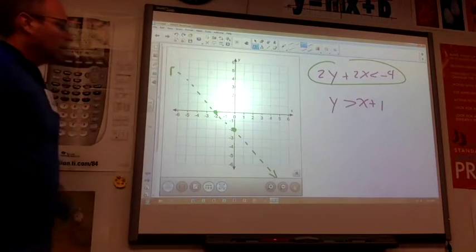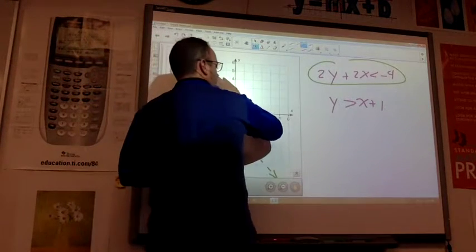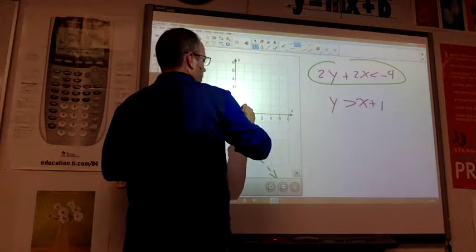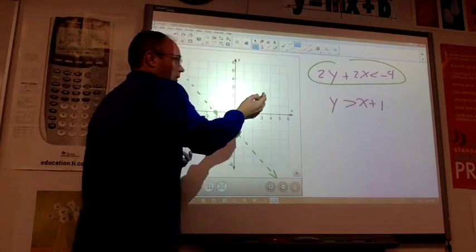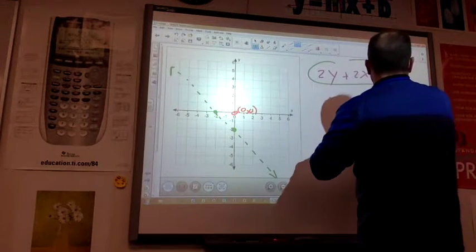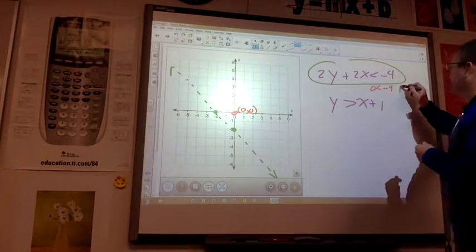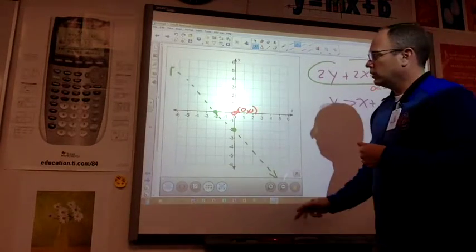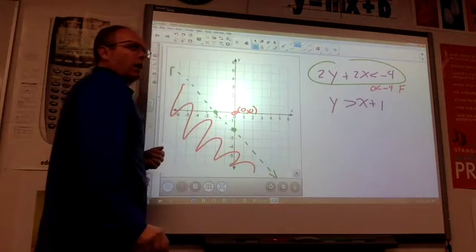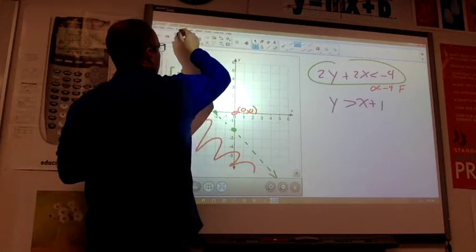Okay. So let's figure out which side I would have had to shade. This side or this side. So I'm going to use our trusty old point 0, 0 as my test for right now, just to see if we get true or false. 2 times 0 plus 2 times 0. 0 is less than negative 4. True or false? That gives me false. So that would mean if this was the only one, I would shade right there. But I'm not going to have that on there yet. I'm going to get rid of that.